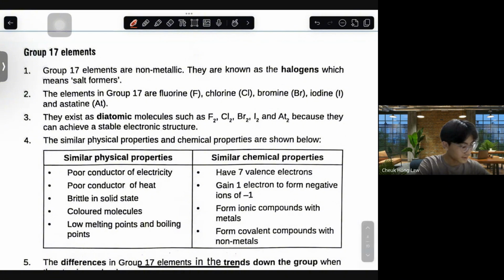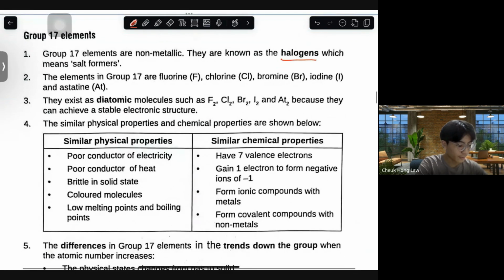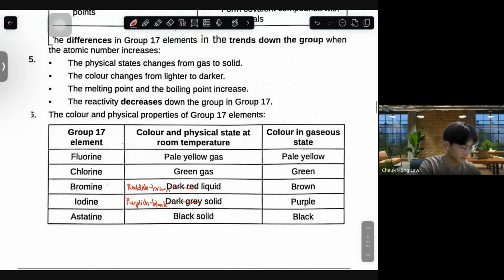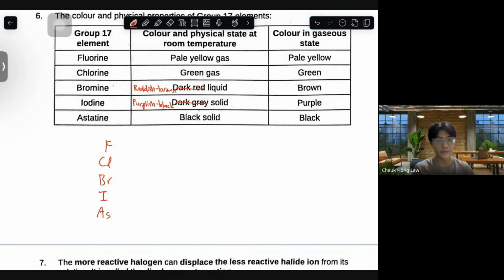Okay, so group 17 elements, they are non-metals. And the name that they are called is halogens. So your group 17 elements are called halogens, which is just a special name. Your elements are fluorine, chlorine, bromine, iodine, and astatine. Okay, there are only 5 group 17 elements.